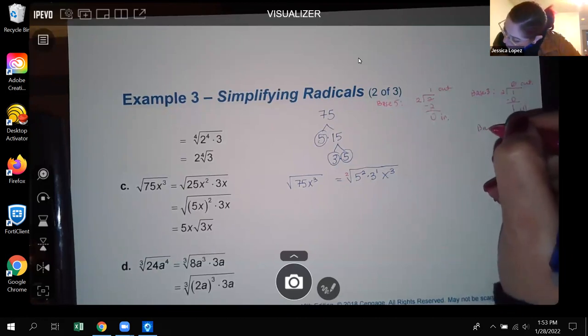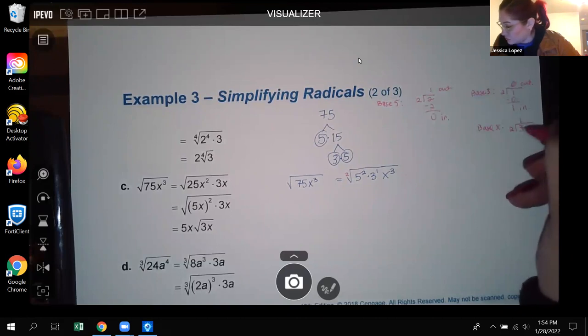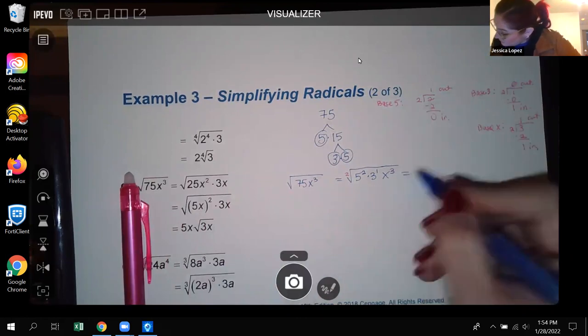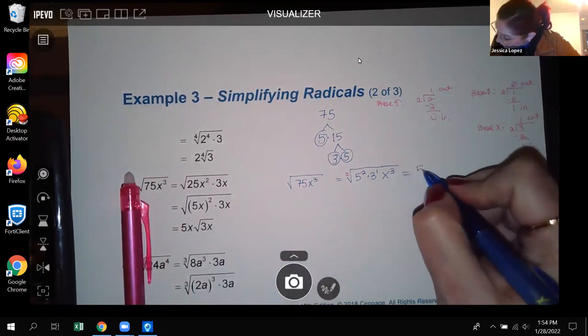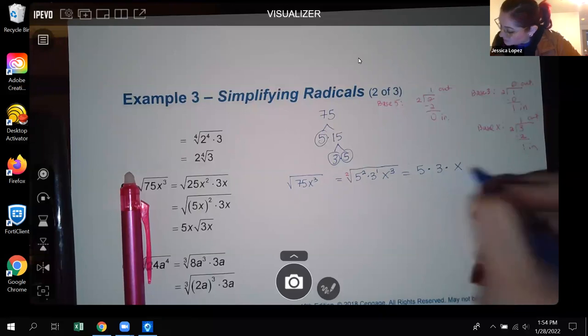Now when I talk about the base x, I have 2 as the index, but I have an exponent of 3 on the inside. So 2 goes into that once, 2 times 1 is 2. And so I have 1 that will come out and 1 that will stay in. So what is that going to look like? All the bases that I used were 5, 3, and x.